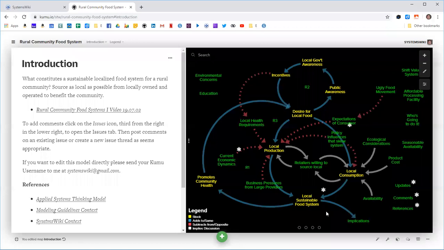Local production has an influence on all three of these, doesn't it? Yes.